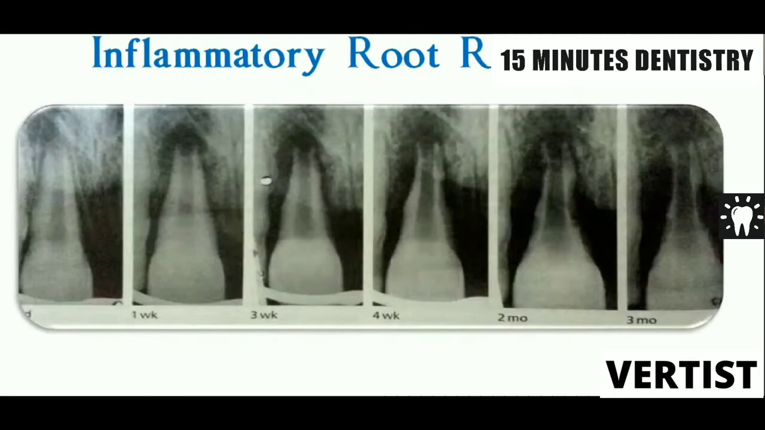In inflammatory root resorption, you can see at 1 week there is development of some periapical radiolucency, which increases very rapidly, and the complete root gets resorbed, leading to tooth loss. So this is the worst outcome which we can have in an avulsed tooth. Ankylosis, even though it is not a favorable outcome, would still buy you some time before further treatment can be planned out. Inflammatory root resorption leads to the loss of a tooth within a month or 3 months maximum.